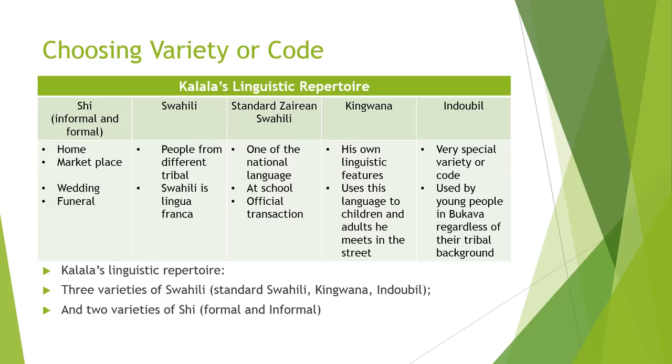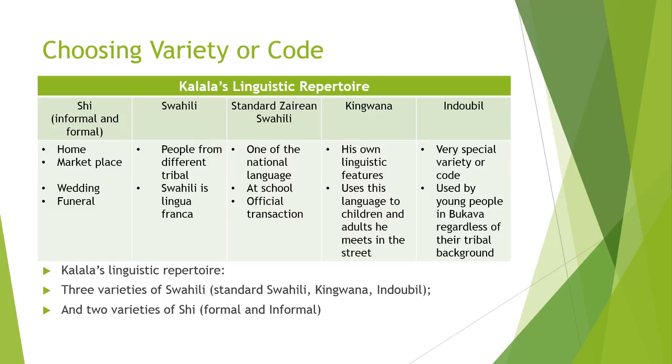The fourth variety is Kingwana. Kingwana is his own linguistic feature. He uses this language with children and adults he meets in the streets. And the last variety is Indoubil. Indoubil is a very special variety. It is used by young people in Bukavu regardless of their tribal background.